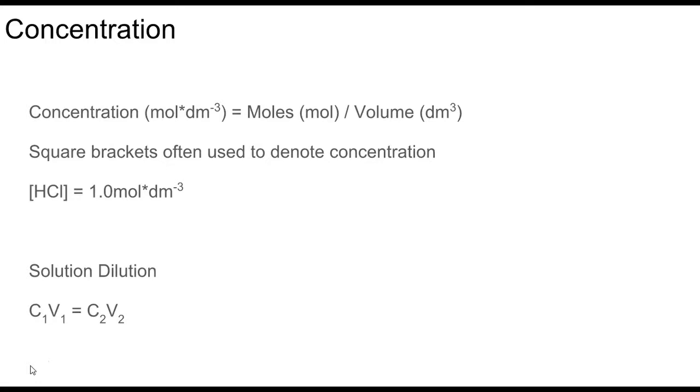Let's talk about concentration. Concentration is moles per decimeter cubed, and you would just take the moles and divide it by the volume to get the concentration. Concentration is also often denoted with square brackets. So here, the concentration of HCl in, let's say, a solution is 1 mole for every decimeter cubed. Also, if we want to figure out a solution dilution, then we can use the equation C1V1 equals C2V2, where C1 is the initial concentration, V1 is the initial volume, C2 is the final concentration, and V2 is the final volume.